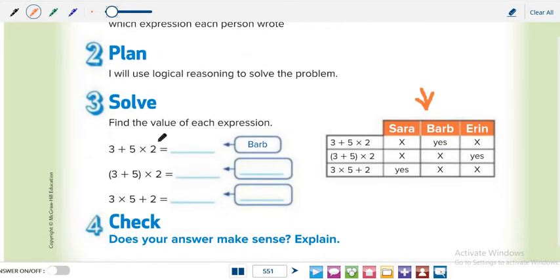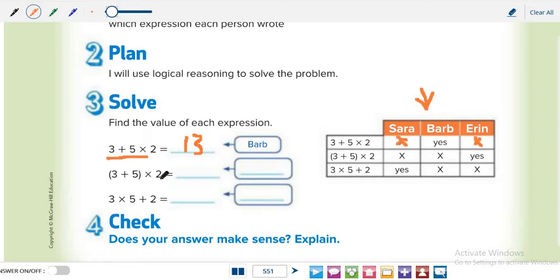3 plus 5 times 2. Here we have plus and multiply. In this situation, we need to start with multiplication. So, 5 times 2 equals 10. Now 10 plus 3 equals 13. So good. Since the value of this expression is 13, we know that this expression is for Barb. Here it is, 3 plus 5 times 2. It's for Barb, not for Aaron and not for Sarah.